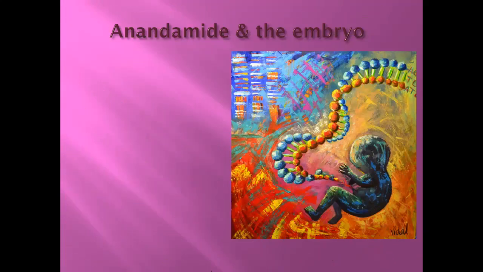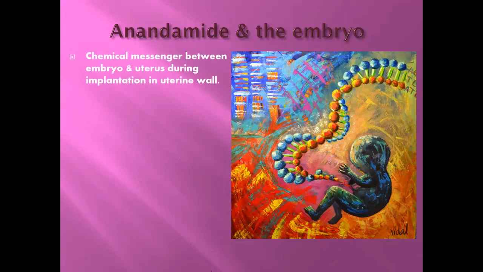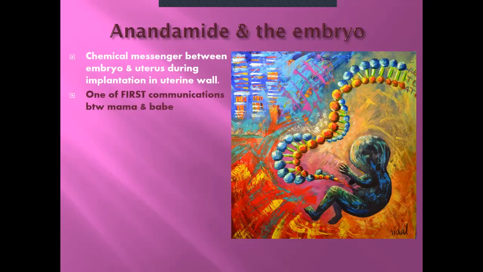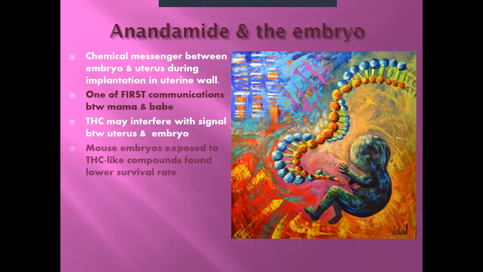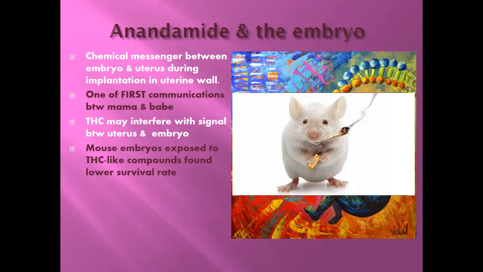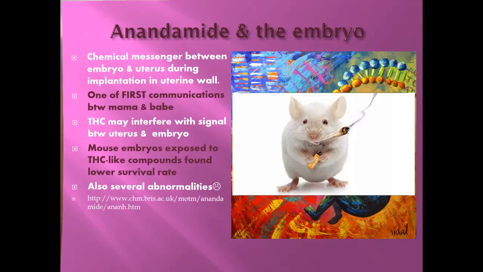All right. Another study is about anandamide and the embryo. Chemical messenger between the embryo and the uterus is anandamide. And it is actually the first communication between mother and baby is the bliss molecule. How awesome is that? And it has been shown THC interferes with the signal. So when they exposed mice to THC-like compounds, they had lower survival of the embryos, and they actually had birth defects. I don't know how they exposed the mice to THC, but let's hope they didn't do that. Oh, look, a reference again.